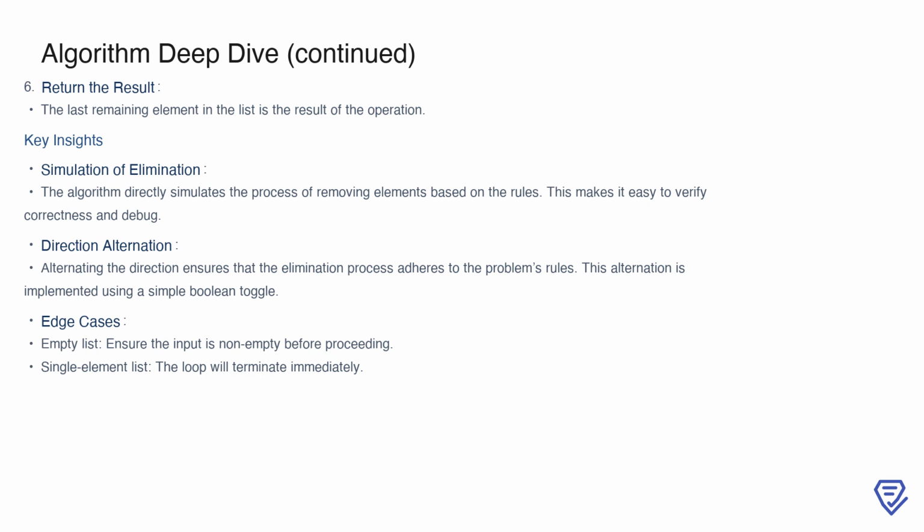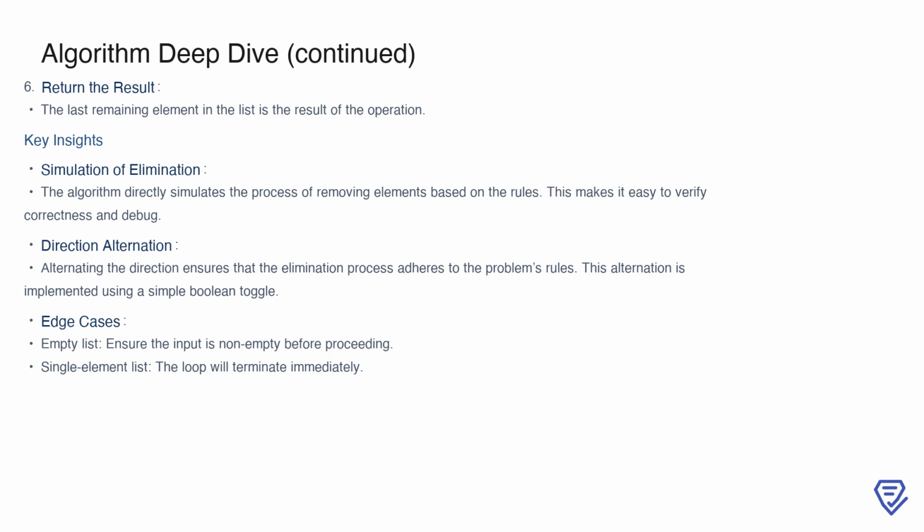By directly simulating the elimination process, this approach provides a clear and intuitive implementation of the problem's rules. Additionally, the alternation of directions is seamlessly handled by toggling the Boolean flag, ensuring that each pass adheres to the specified elimination order. It's important to consider edge cases while implementing this algorithm.